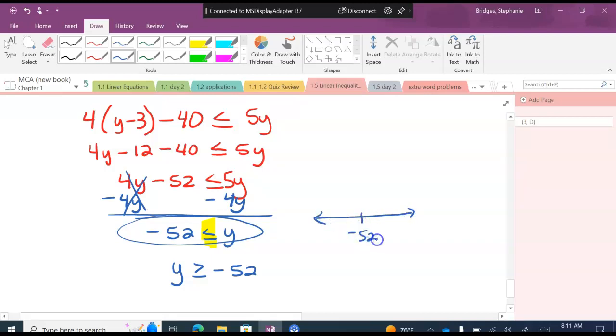Negative 52, am I open or closed? Closed. And y is greater than that, so we would go to the right. And then for my interval notation, square or parenthesis? Square, and then negative 52, comma, infinity. And that is how I leave my answer.